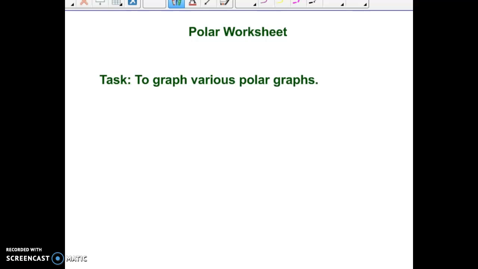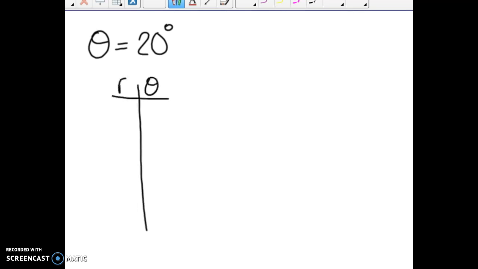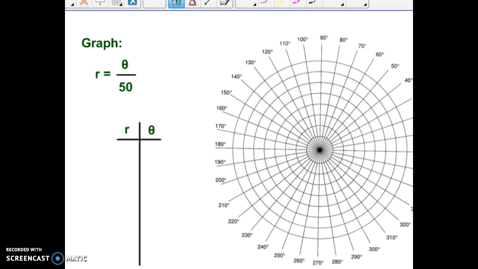So our next task would be to graph polar coordinates on your own. There is one more type of graph that I do want to mention. Say you want to graph theta equals 20 degrees. If you're graphing something like that, on your in-out table, I'll start with an r value. Say r is 2. What's theta? 20. Say r is 4. What's theta? 20.